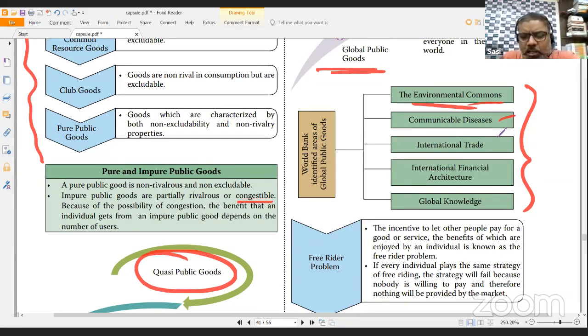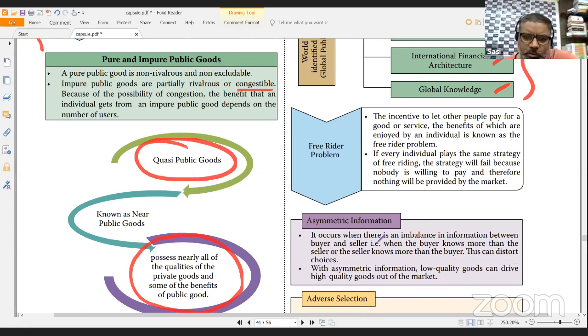Communicable diseases: we are in the middle of the coronavirus. If, let us say, some vaccine is invented, is it only for one country or the one person who has invented it? Is he going to inject himself only and be safe? No, it is going to spread throughout the world. Like the virus has spread, the vaccine will also spread. So a vaccine is a global public good. The virus is not a public good, it's a bad good. The vaccine definitely is a public good. International trade is a global public good. International financial architecture and global knowledge are also important global public goods according to the World Bank.